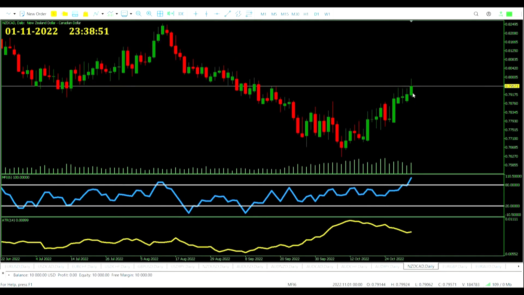Pretty close. Same with the New Zealand dollar, Canadian dollar. Wouldn't begrudge an entry here. It is sort of level here and here, but just want to give it one more day, see if it can get a little bit higher. Definitely promising on this chart though.